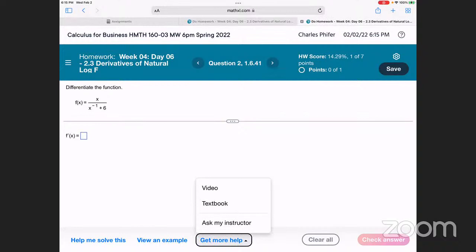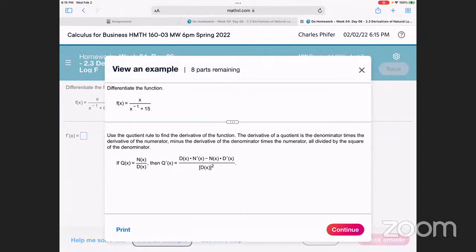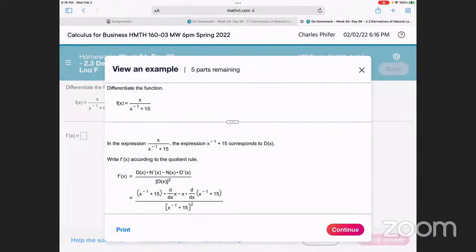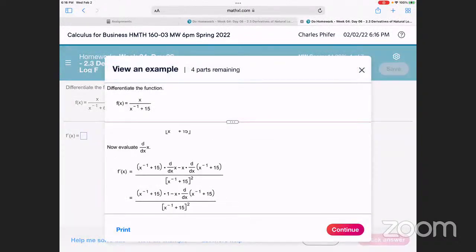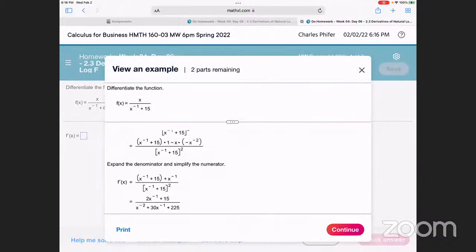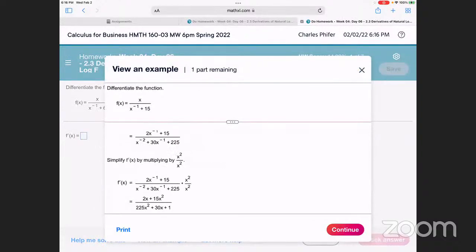Okay, so what I want to do is go to view an example, it says 8 parts. What I'm going to do is just go to the end, right? They're doing the quotient rule. So low D high minus high D low, that's what they're doing. And I just want to see how they submitted their final answer. As long as it looks similar to what we have, we're fine, because we could go a little bit further, but sometimes we don't need to do all that. Okay, so it looks like they expanded the denominator and they did not leave any negative exponents. That's what I was thinking.